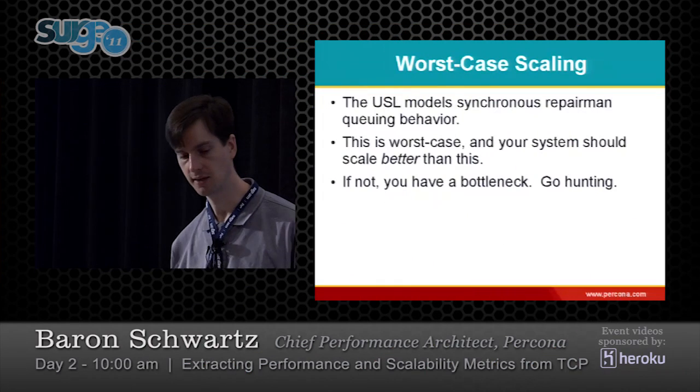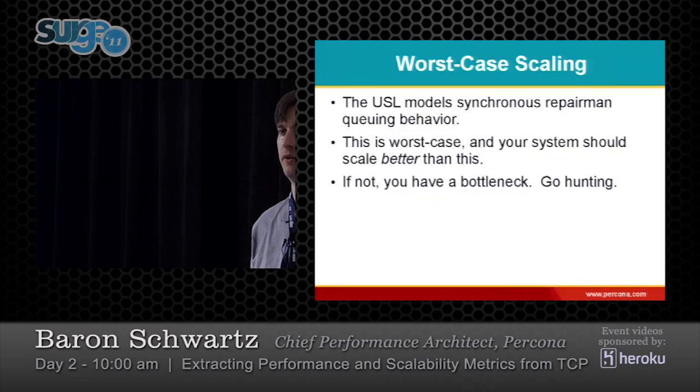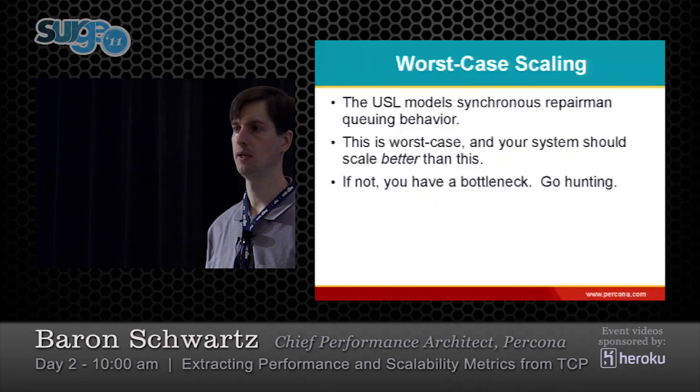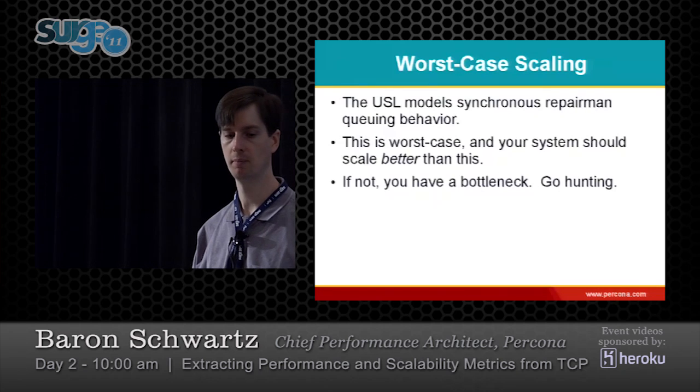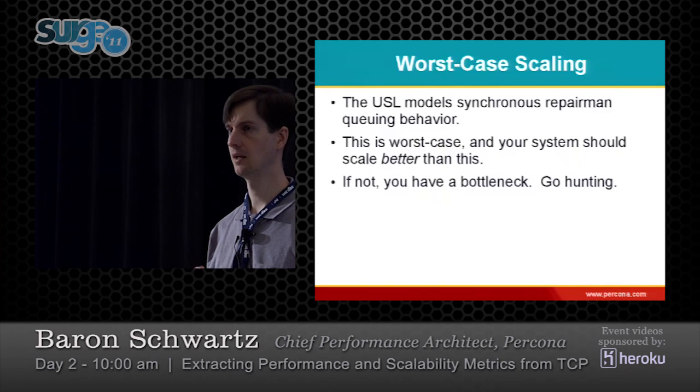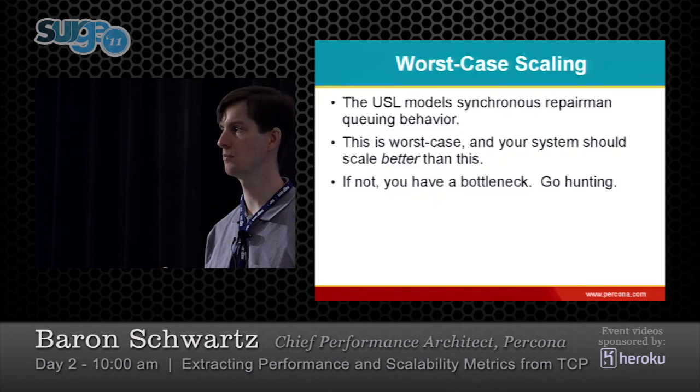Okay, so bottleneck analysis. The worst case scaling model that the universal scalability law embodies is something called synchronous repairman queuing. And that is, again, truly worst case scaling. It assumes, for example, that all of the nodes within the system are doing some crosstalk with each other. But in some systems, that may not be true. In a highly distributed system, you may actually only need to talk to one other node in the system, not all of the other nodes in the system, right?